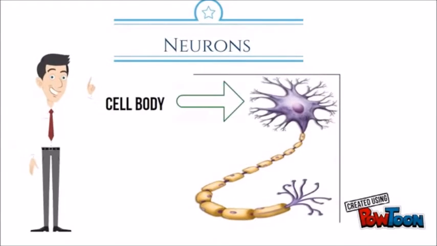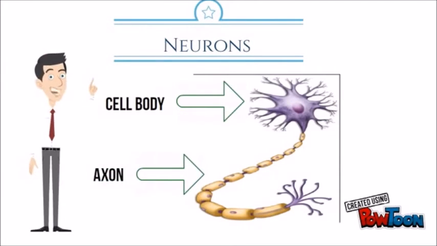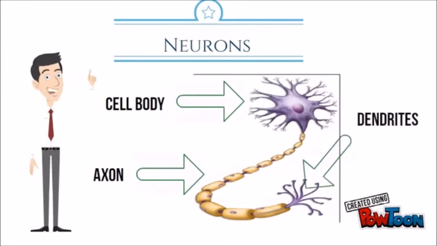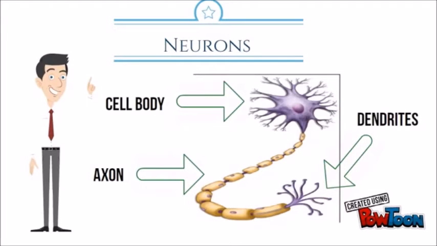The cell body controls the neuron and creates impulses. The axon transmits the impulses to other neurons. And dendrites receive nerve impulses from other neurons.